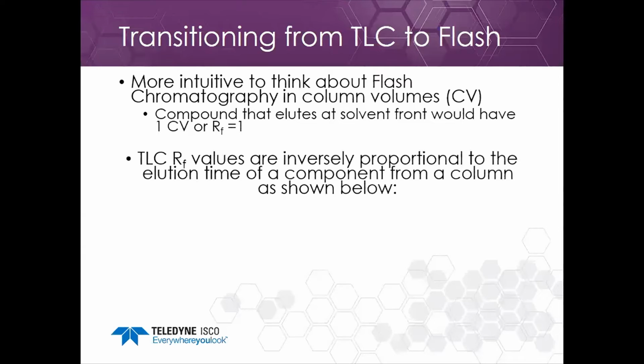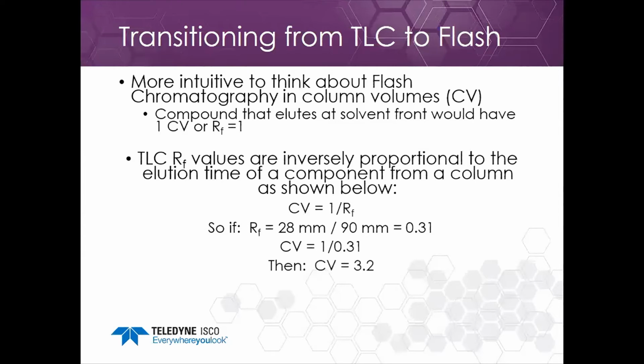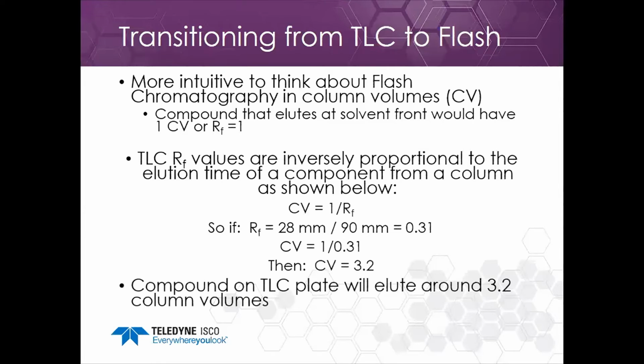So TLC RF values are inversely proportional to the elution time of a component from a column, as shown below. So CV equals 1 over the RF. If we had an RF of 0.31, as we showed on the last slide, the CV would be 1 over 0.31, and we'd get a CV of about 3.2. So it would take about 3.2 column volumes to elute this compound off the column.